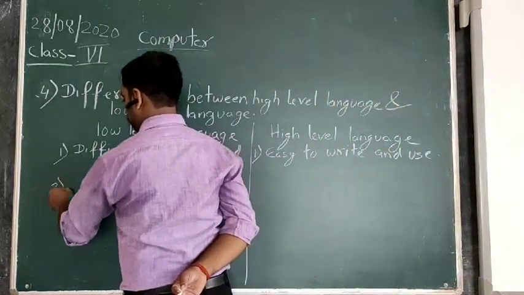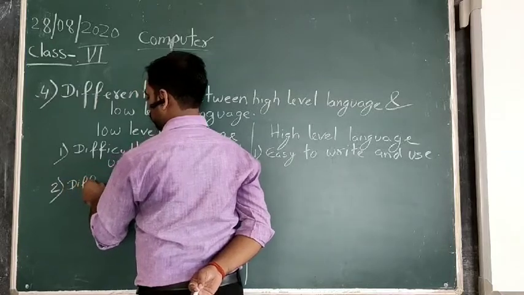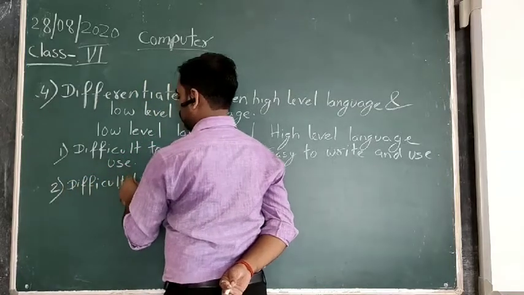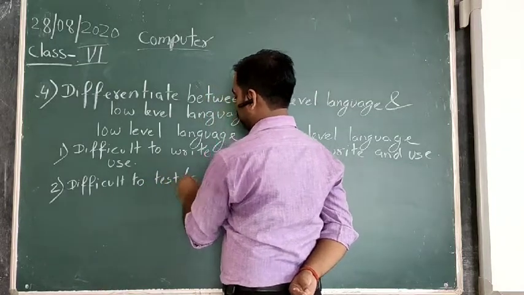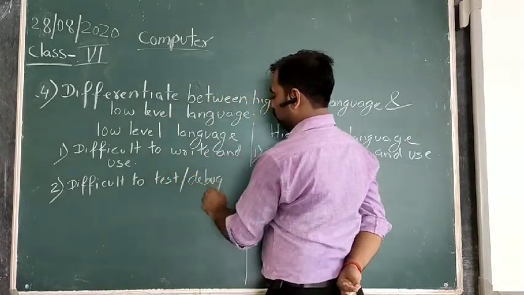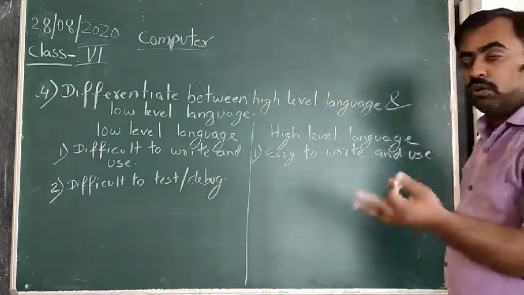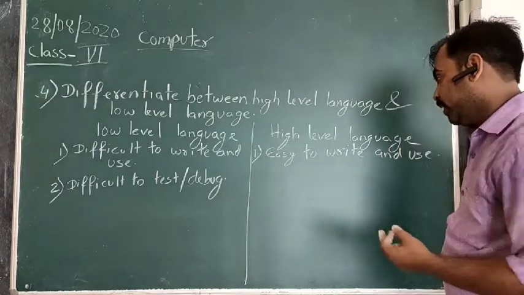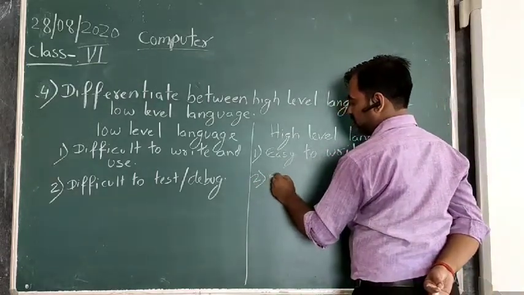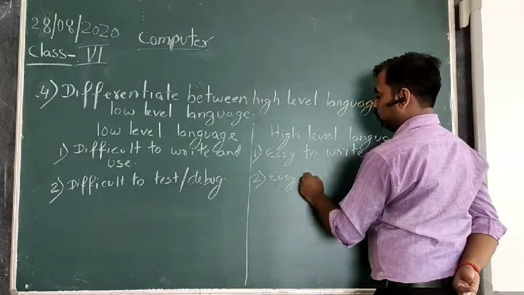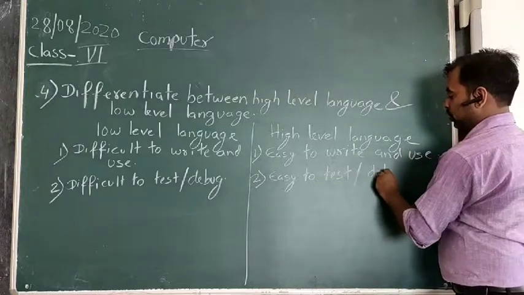Second one, difference. Difficult to test and debug. Debug means to find out the error and to rectify or correct the error. Whereas for high level language, easy to test and debug.